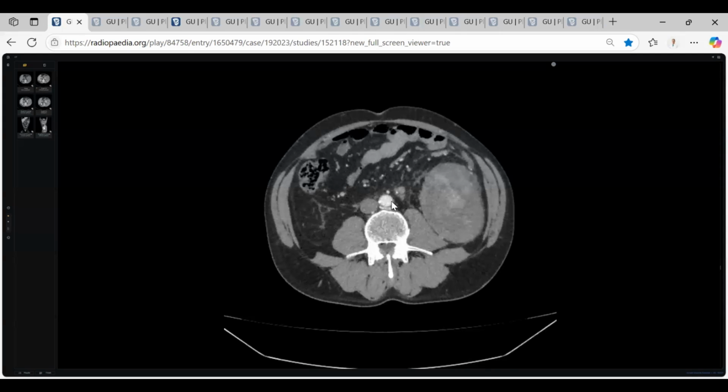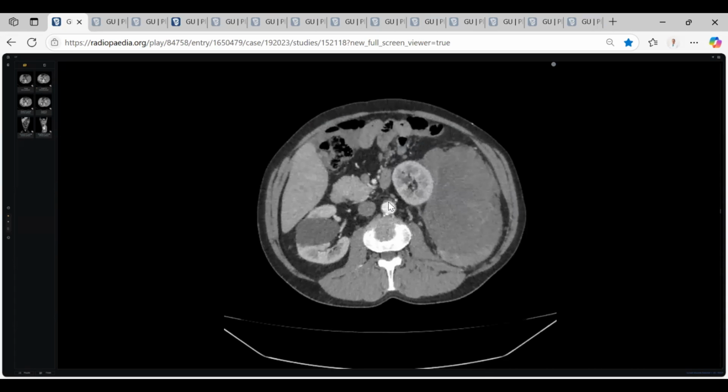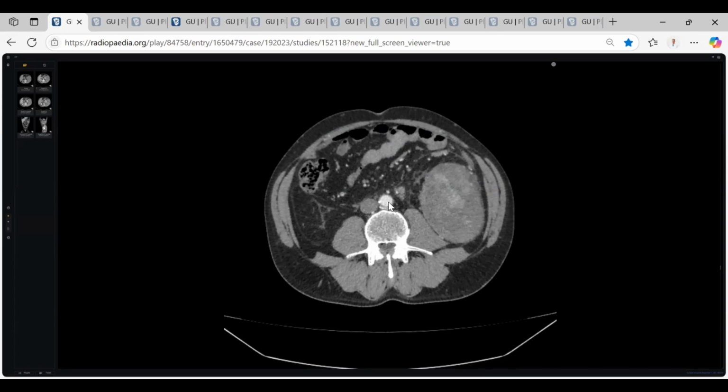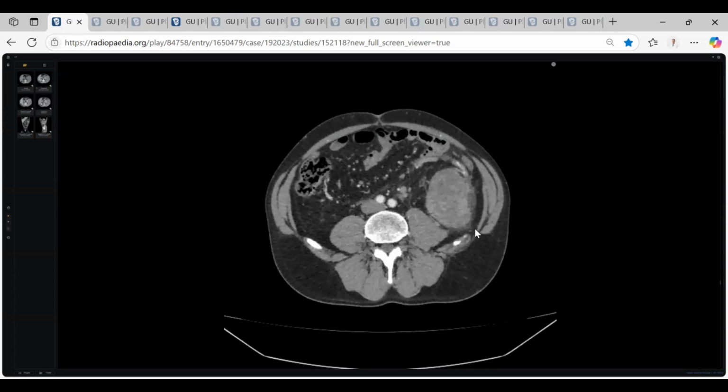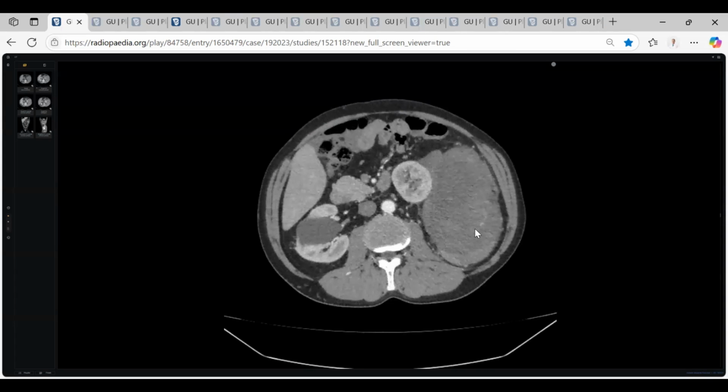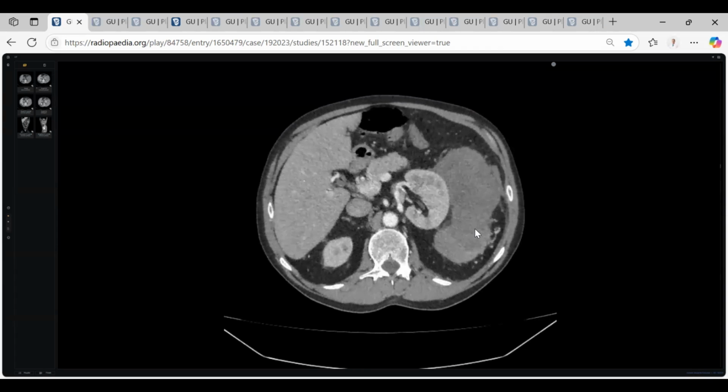Are you sure? Look here. Which phase is this one? This is the corticomedullary phase, and the lesion is displacing the abdominal fat. This has a heterogeneously enhancing soft tissue solid component. Give me a differential diagnosis and the next step.